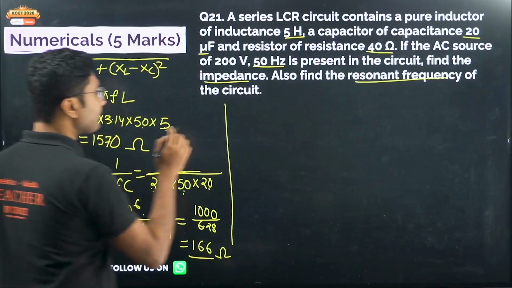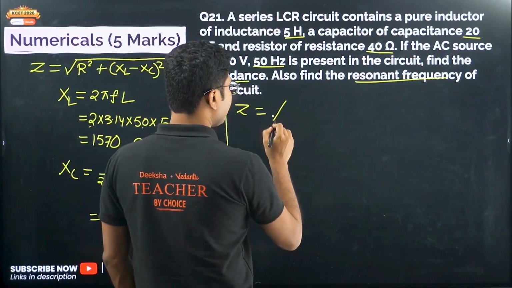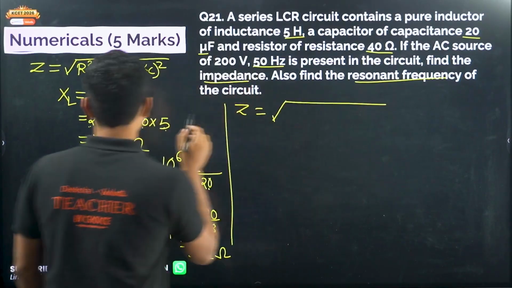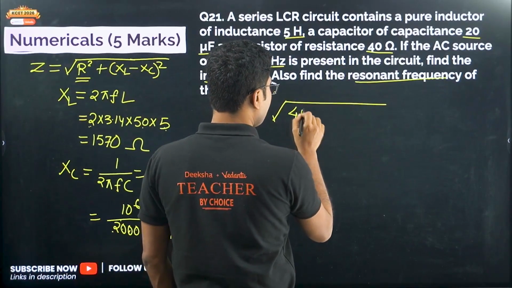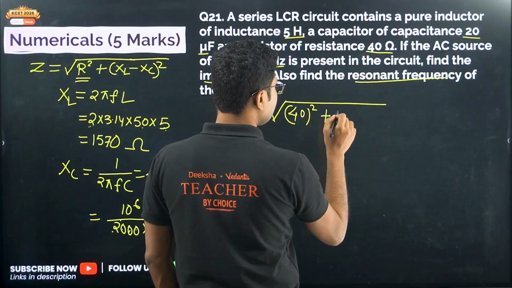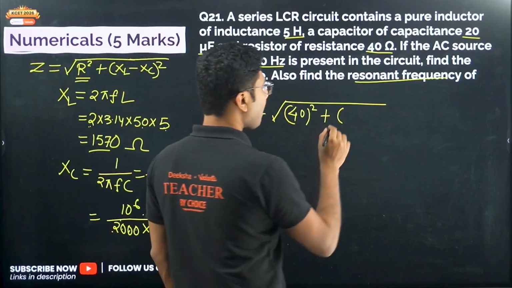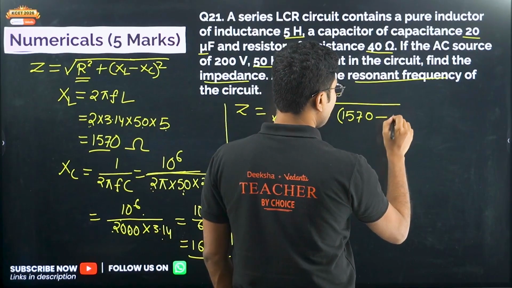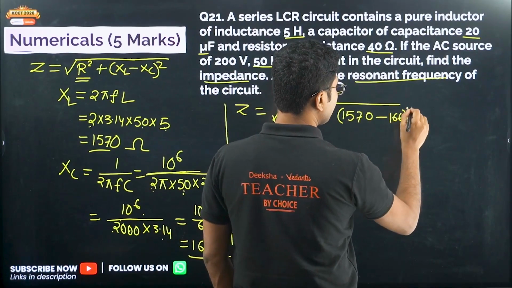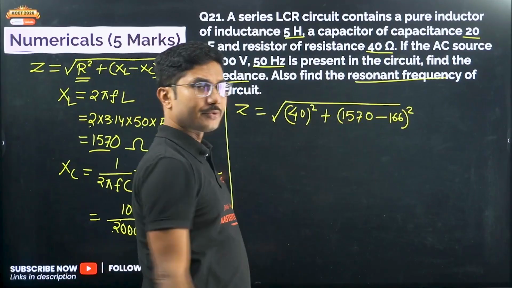So what is the value of Z now? The value of Z will now equal the square root of R square. What is the value of R? 40. So 40 square plus, here we have 1570 minus 166, whole square. Okay, so the square is on the whole of this thing.